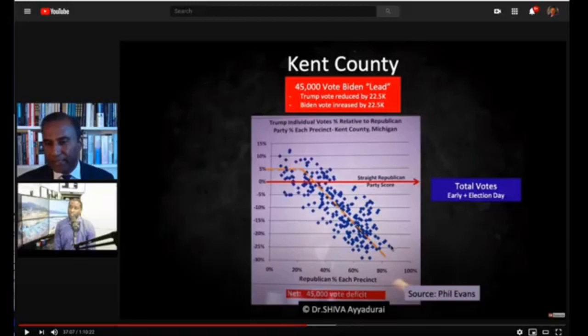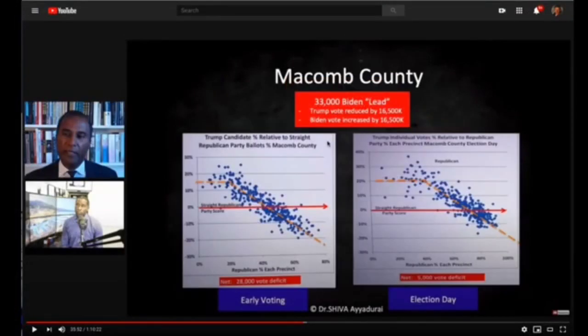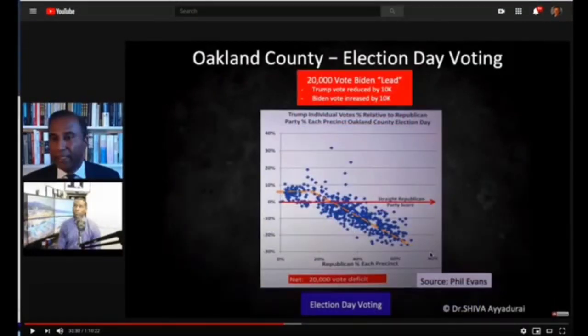And here is the point. Look at the slope of that line. Not only is he doing more poorly, but he's doing more poorly in a perfectly linear fashion. And that linear fashion is consistent across all of those counties that were in question. So if you look at Kent County, Macomb County, and Oakland County, you see that he is doing better among the least Republican neighborhoods, and right around 20% of the vote, when 20% of the people start voting Republican, then all of a sudden he does worse and worse and worse.